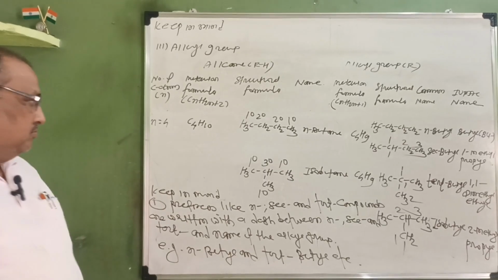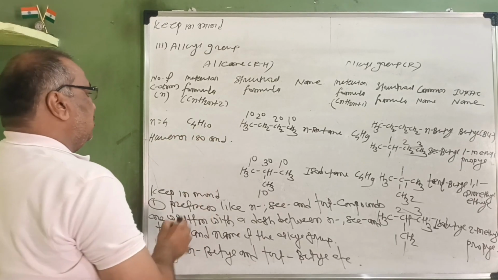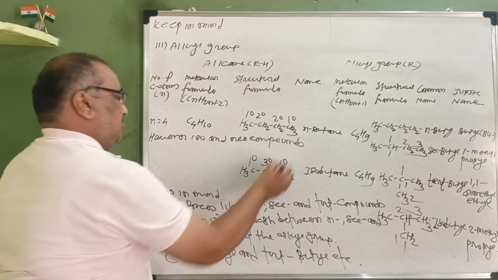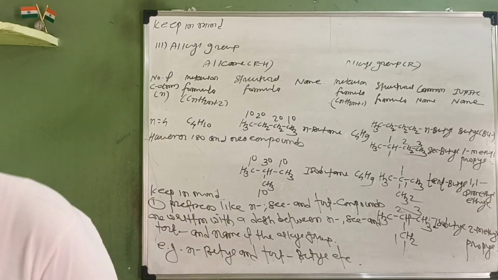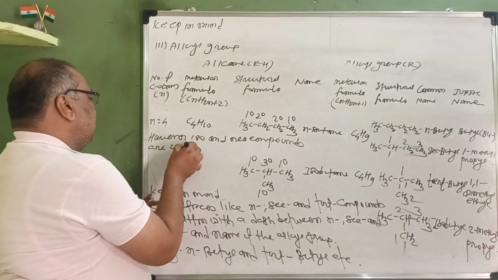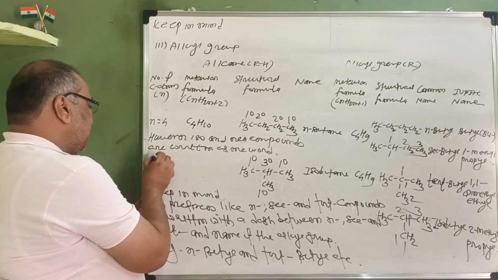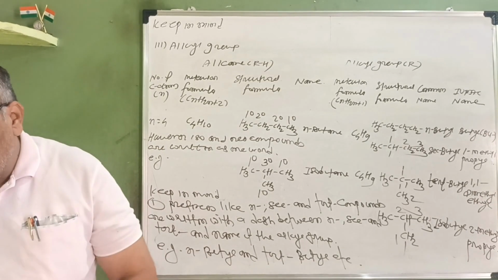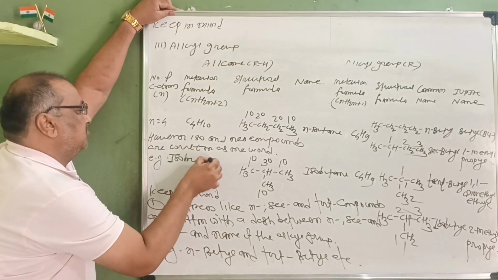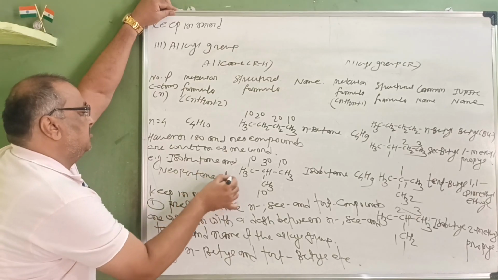However, iso and neo compounds are written as one word. Example, isobutyl and neopentane, etc.